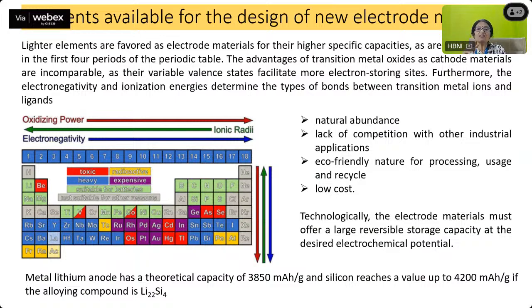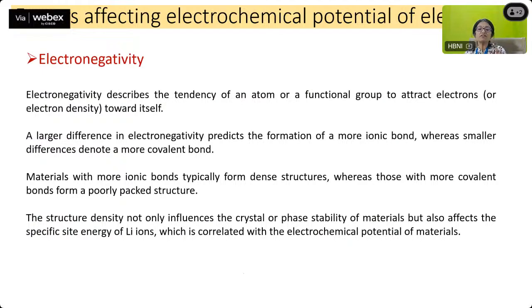So that is why you are getting such a high value of the capacity of this particular material. So what are the different factors on which the electrochemical potential of an electrode depends? One is electronegativity. What is electronegativity? We already described it as the tendency of an atom or a functional group to attract electrons towards itself.